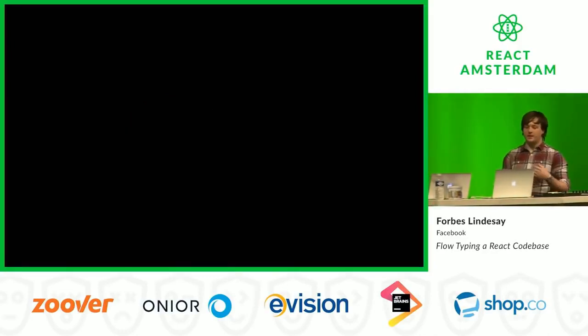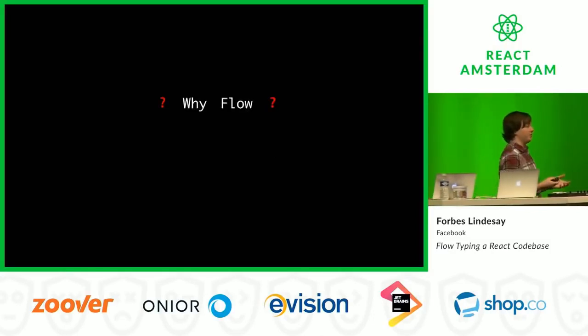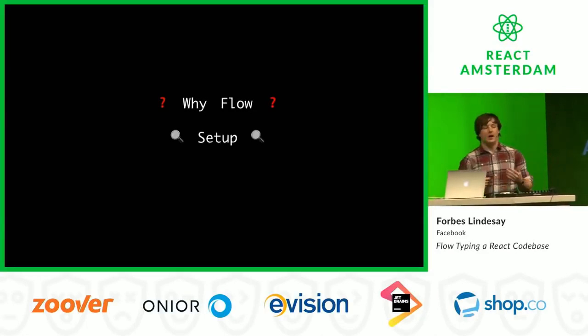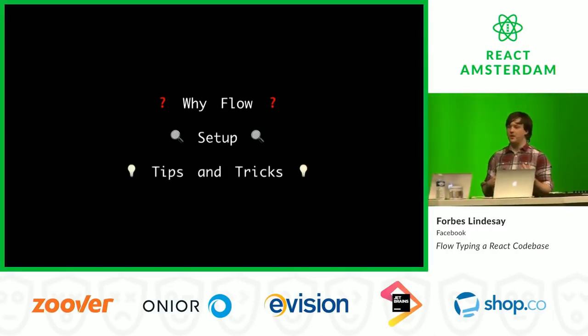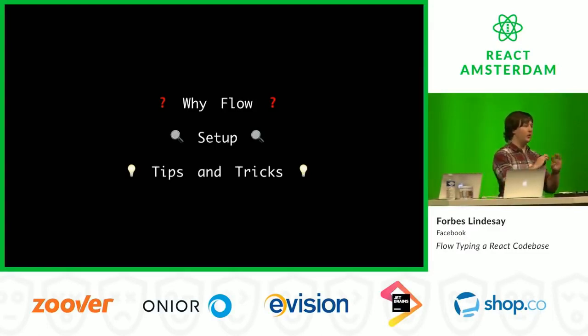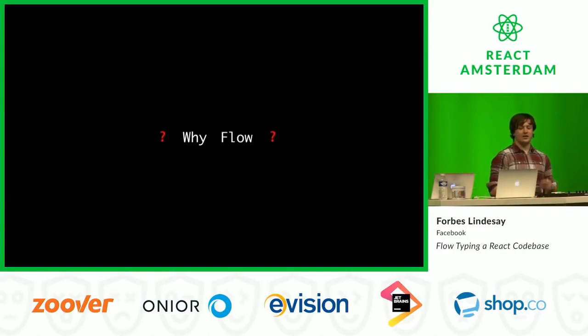So I'm going to cover three key sections today in this talk. I'm going to start with why you should use Flow, and in fact, why you should use any kind of static analysis tool. I'm going to talk a little bit about how you set up Flow, the basics of getting started, and then I'm going to give you some tips and tricks that should both help people who are already using Flow in production, people who already have some experience, and will help you avoid some pitfalls if you're just starting out. So let's start with why Flow.